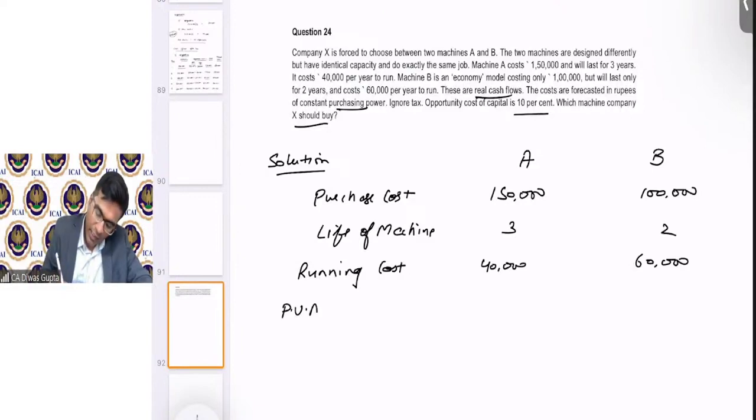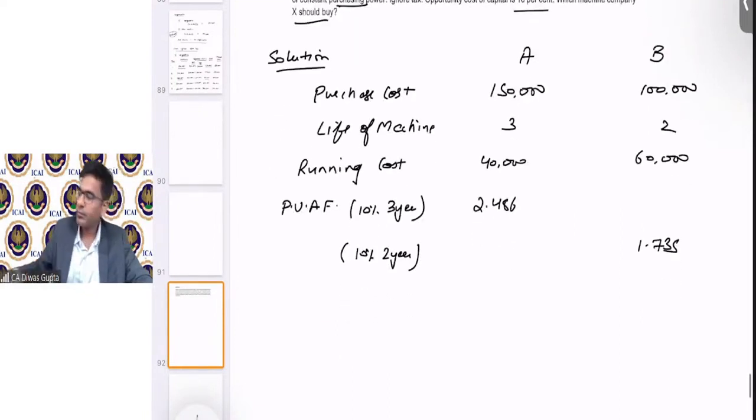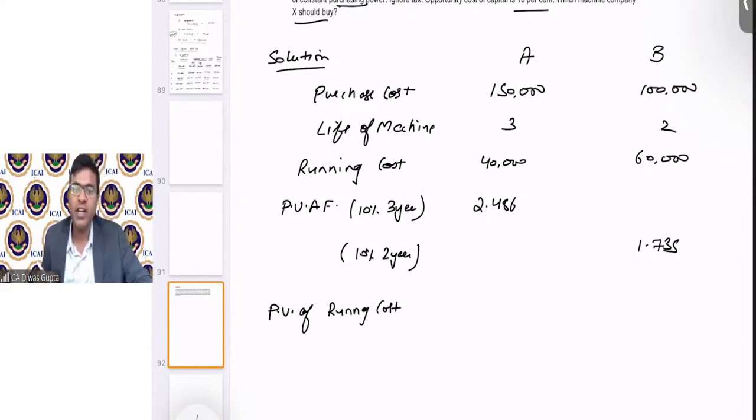So PVAF for 10% 3 years and 10% 2 years. We are taking both of them differently, right? 2.486, 1.735. So present value of running cost, we can simply multiply 40,000 with the PVAF of 10% for 3 years, right? We will get 99,440. And here we get 1,04,100.